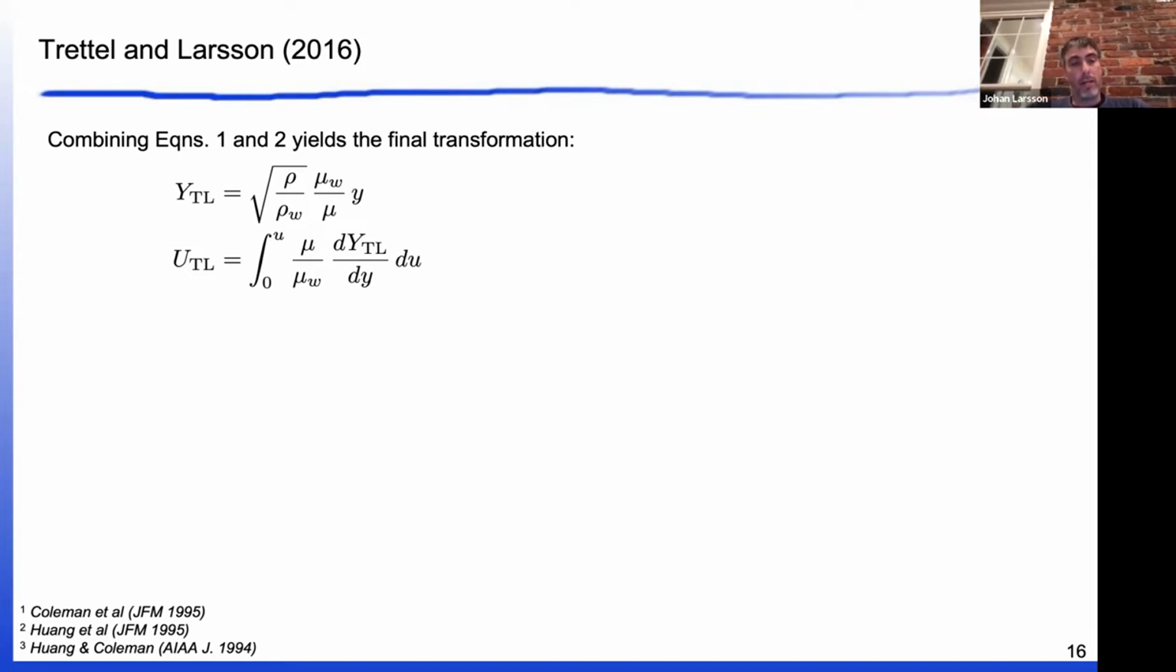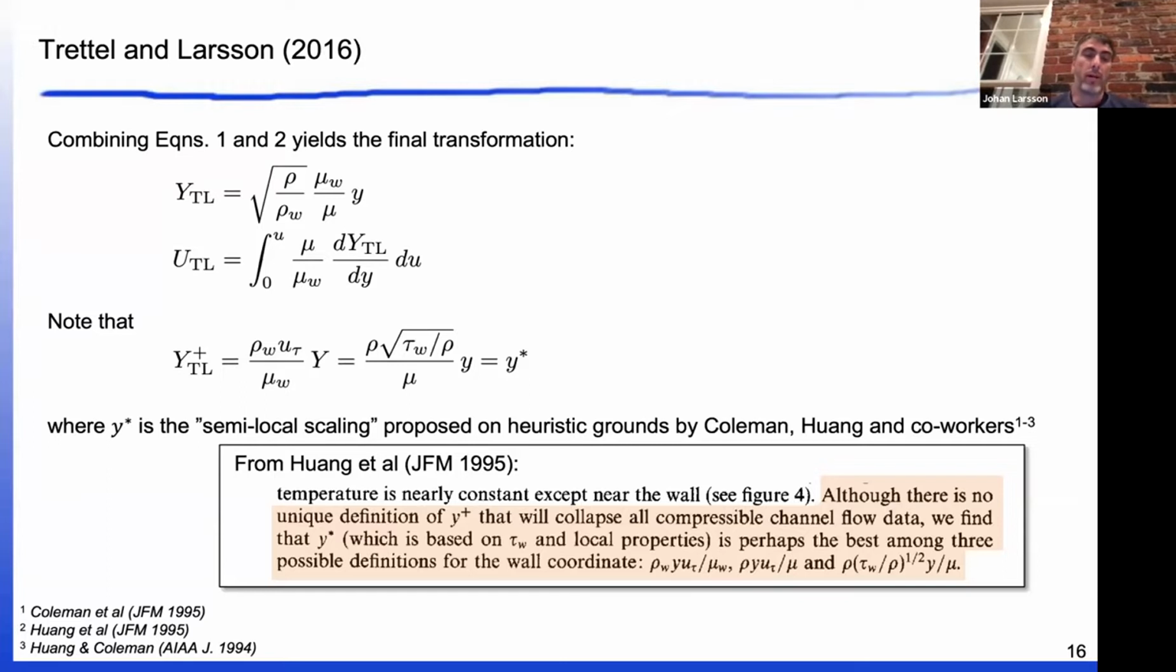So here is an interesting observation. The transformed wall coordinate that we derived, if you write it in plus units, turns out to be what we in the field call semi-local scaling. So this is something that actually had been seen before. It was introduced in 1995 by Coleman, Kim, Huang, and Bradshaw, I think. They did channel flow DNS cases, and as far as I can understand, they knew that in order to collapse these Reynolds stress profiles, y plus did a very poor job of it. They tried a couple of different versions, and they said that this y star, which is based on tau wall and local properties, is the best one. So it was inspired thinking and trial and error. And what we did now is actually derive that this should be it.